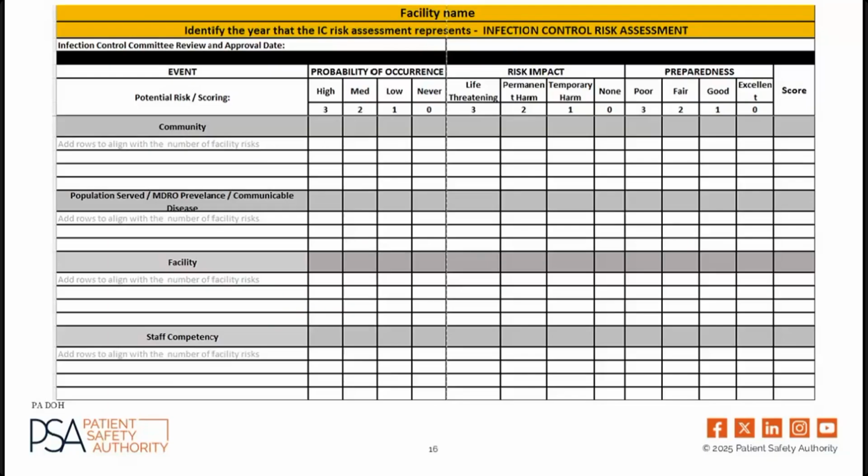I'm going to show you two templates. This one here is from the Pennsylvania Department of Health. It gives you a really basic template. On the left-hand side, you can see different categories, and then you would fill in the potential risks. And then the rest of it is how we're going to score things to determine what our biggest gaps are.